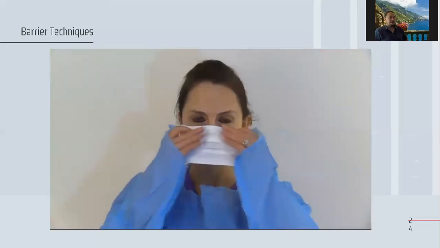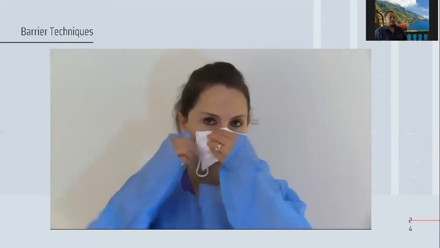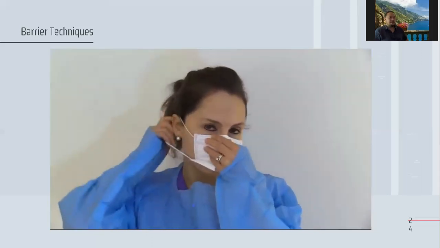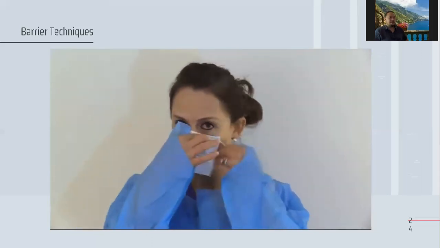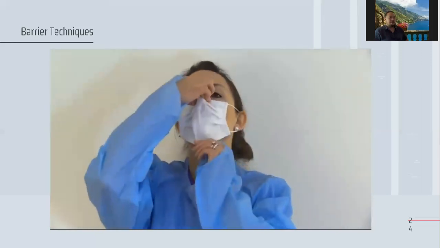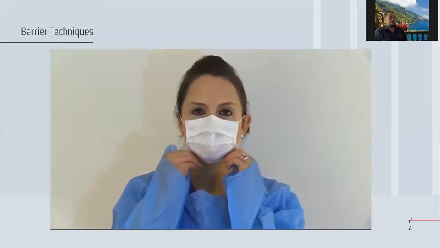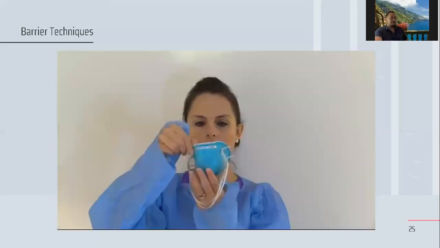Next, we're going to place on our face mask. You'll want to put it over the bridge of your nose and make sure that you form it around your nose to fit, put the straps around your ears, and pull the bottom of the mask down to cup around your chin. So everything is covered, your mouth and your nose.